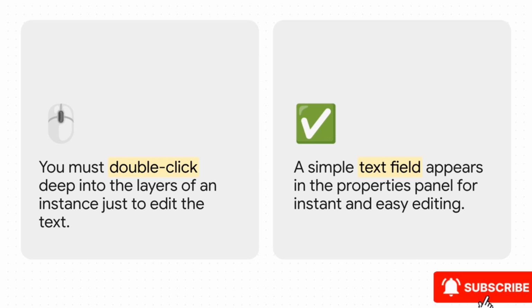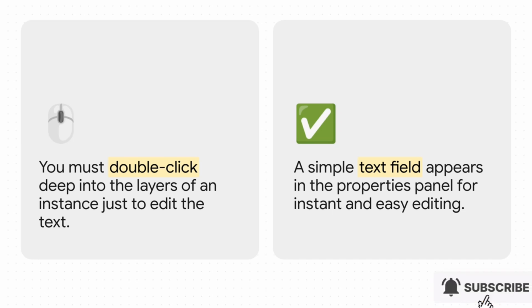And last but not least, the text property. Now, this one might seem like a small thing, but oh man, the amount of clicks it saves is huge. You know the old way, right? You have to double-click and then double-click again to get deep inside the instance to edit the text. Well, with the text property, you just get a simple field right there in the main Properties panel. You see it, you type, you're done.